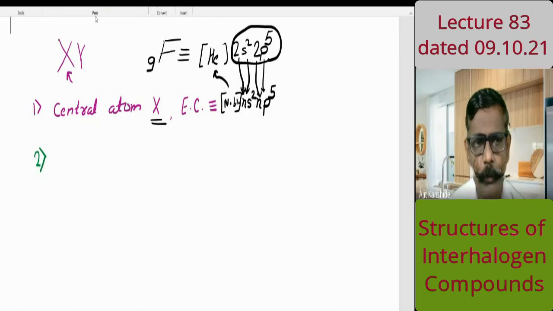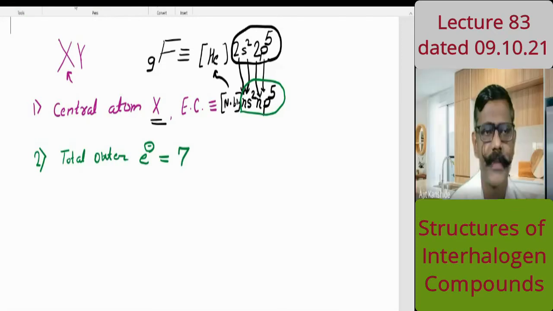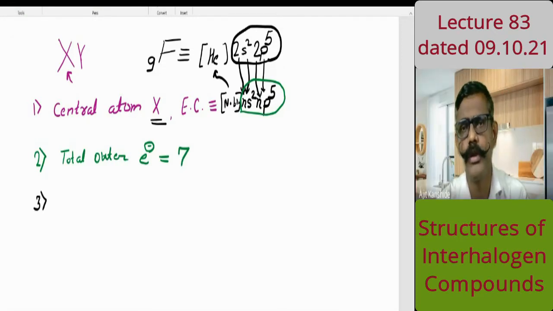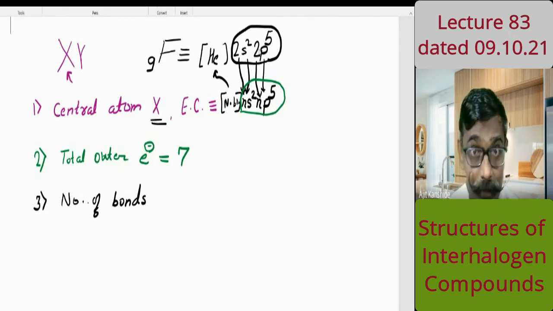Yes, sir. Second point, total outer electrons. How many outer electrons are present? Here, in the outermost orbitals, how many electrons are present? 7. Yes, right, 7. Third point, total number of bonds. Now here only halogens are there, so only single bonds will be there.